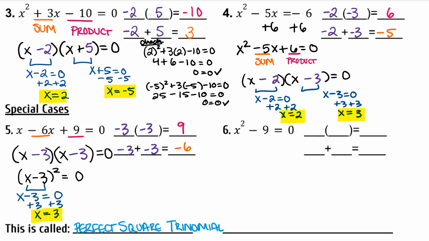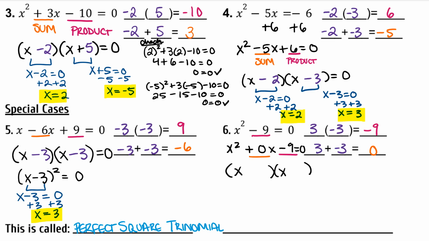For number 6, my product should be -9, but what should my sum be? You could rewrite this as x squared plus 0x minus 9 equals 0. Then our sum would be 0. What two numbers multiply to give you -9 and add to give you 0? 3 and -3. Write in factored form. Use the zero product property to solve. The answers here are 3 and -3.